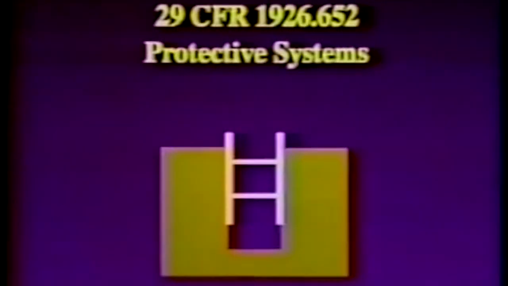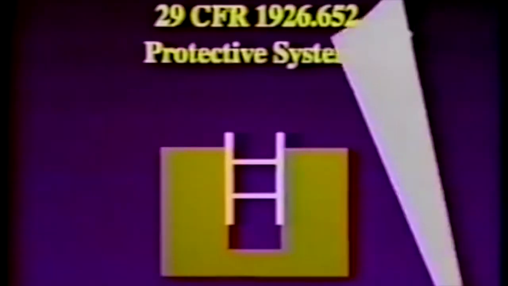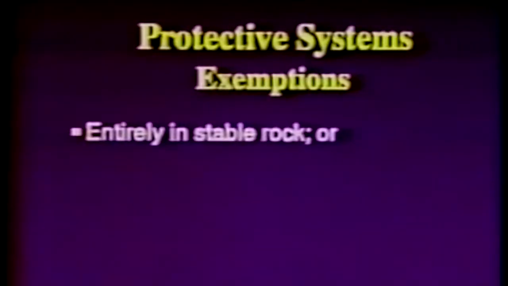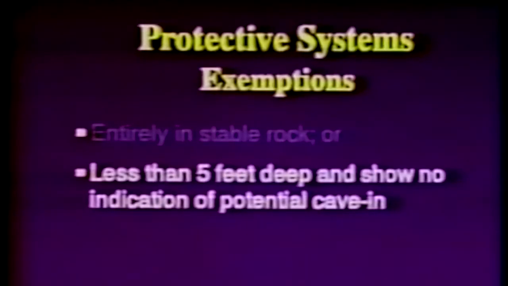OSHA Standard 29 CFR 1926.652 contains requirements for the protection of employees from cave-ins through the use of protective systems. OSHA requires that each employee in an excavation be protected from cave-ins by a protective system except when excavations are made entirely in stable rock or excavations are less than 5 feet in depth and determined by a competent person to show no indication of potential cave-in.